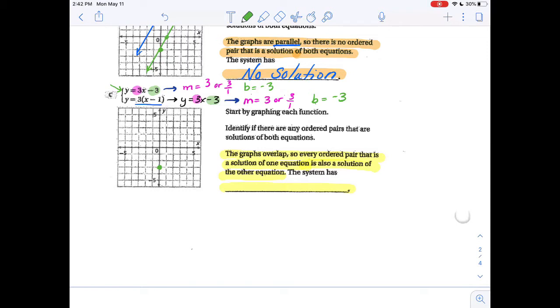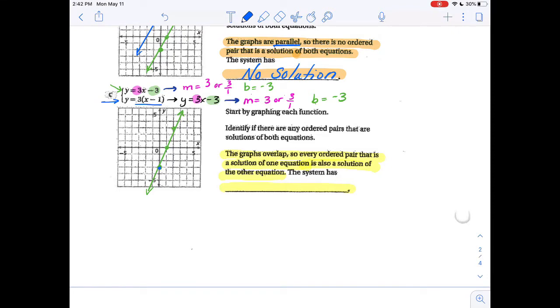And then slope of 3, 3 over 1. 1, 2, 3 over 1. And now let's go ahead and graph. There is the graph for that linear equation. And now we can go to that second equation.